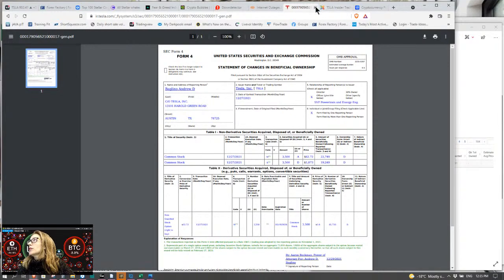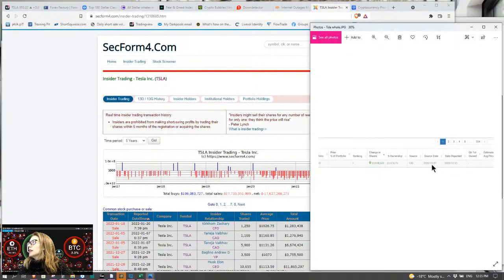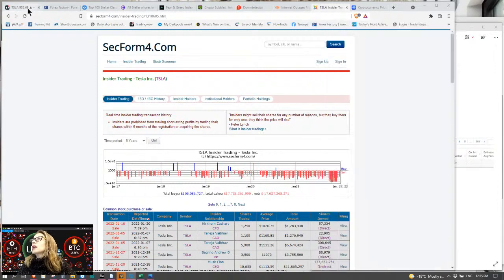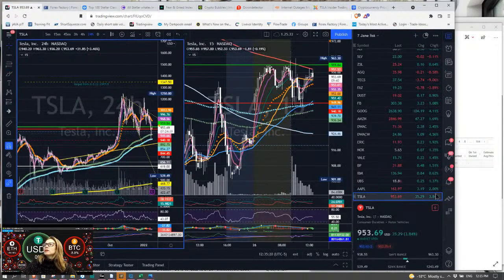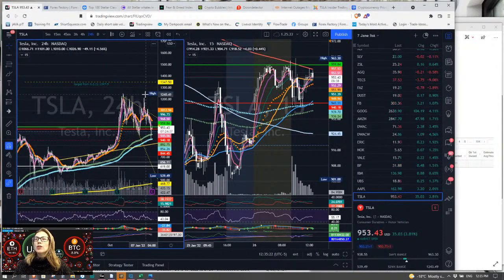I'll have to do some research on that, because over here it shows that he was adding to his position. Now, miraculously, today it has disappeared. Very interesting, right? I find that really interesting. Okay, so Tesla, looking at that, are we going to shoot higher or drop?